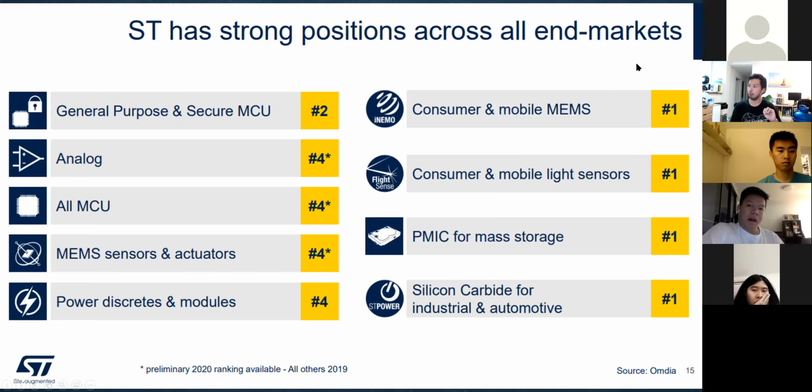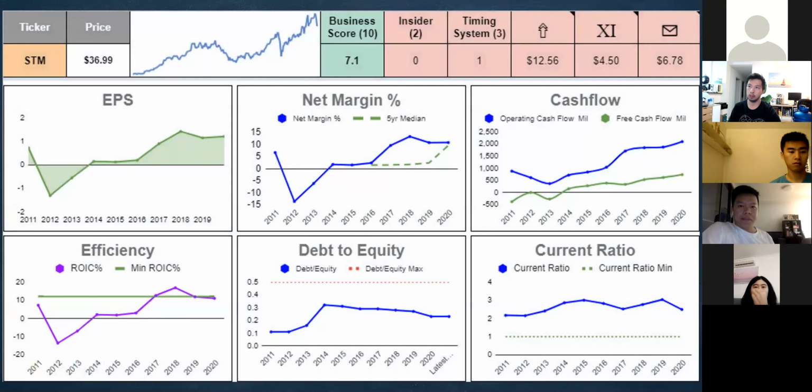STM started getting popular around mobile MEMS, like Apple earphones and sensors. A lot here is about hard disks, and even solar panels and everything come from these chips as well. So in a certain category, they are number one. And of course, this is just a brief look at their strong position across all of the end markets.